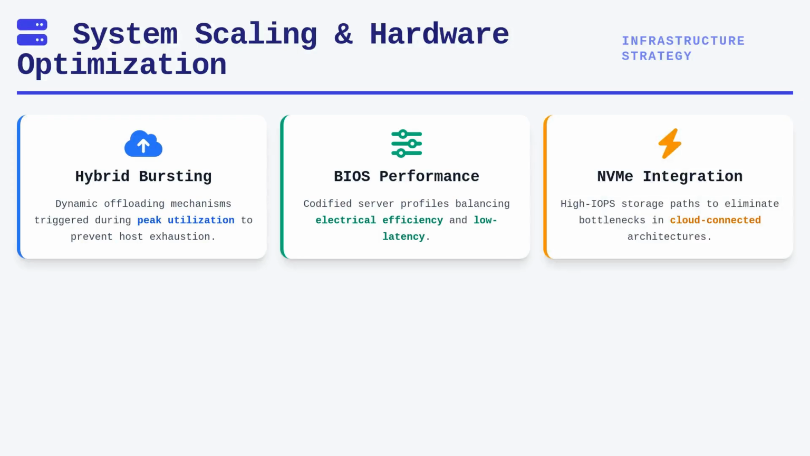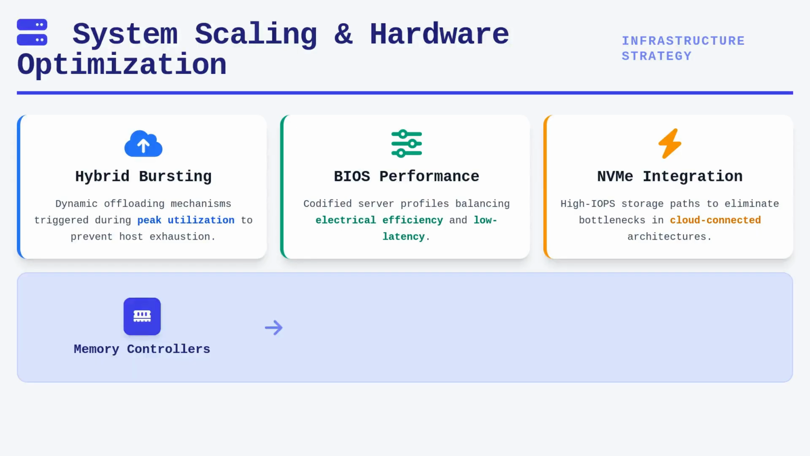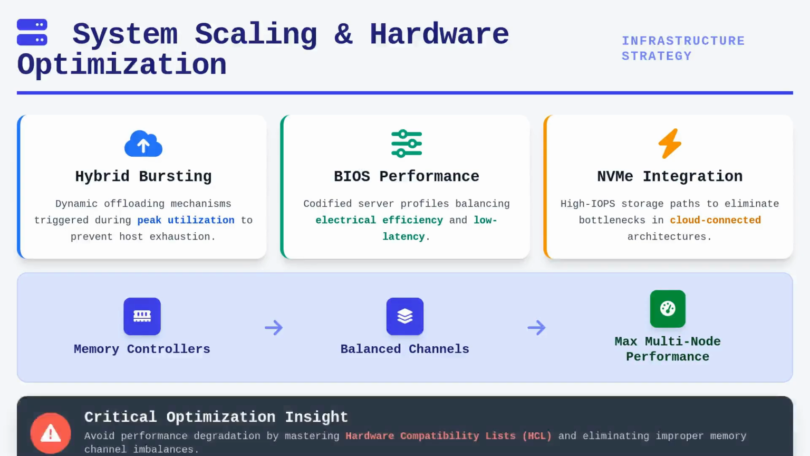Furthermore, the architecture supports diverse storage integration paths, including support for NVMe drives, which are essential for high IOPS applications that might otherwise become the primary bottleneck in a cloud-connected architecture. By mastering the hardware compatibility lists and understanding the intricacies of the memory controller, you can avoid the common pitfalls of improperly balanced memory channels, which can significantly degrade performance in multi-node configurations.